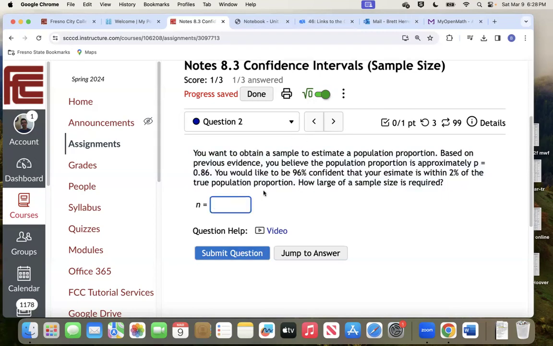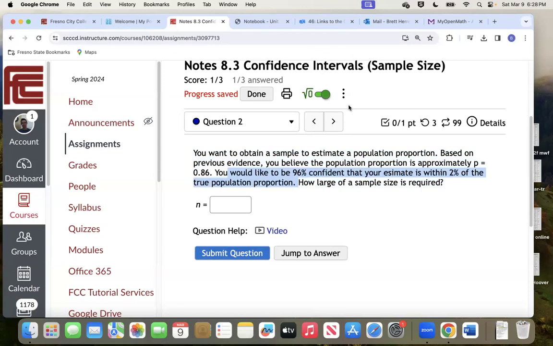So, how sure do you want to be? You would like to be 96% confident. That's how sure you want to be. There's always a chance of error, but you'll be 96% confident that your estimate is within 2% of the true population proportion. You don't want any more than 2% error. And you want to be 96% sure that you're right within 2% of what will eventually be known as the true percentage that are healed by the new cancer treatment.